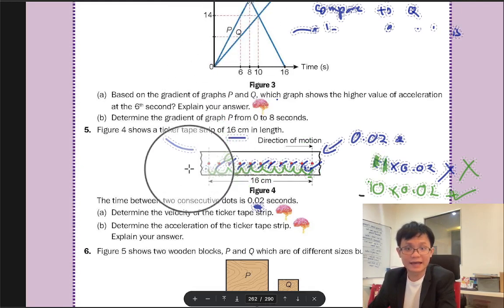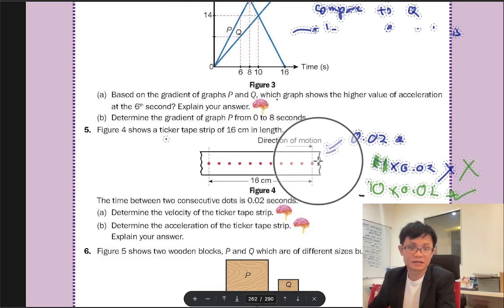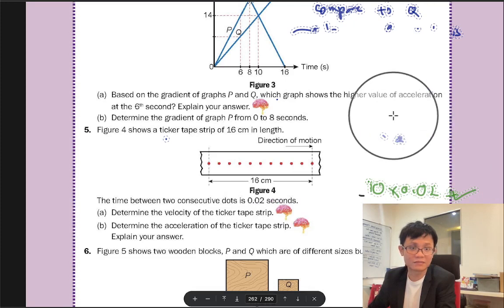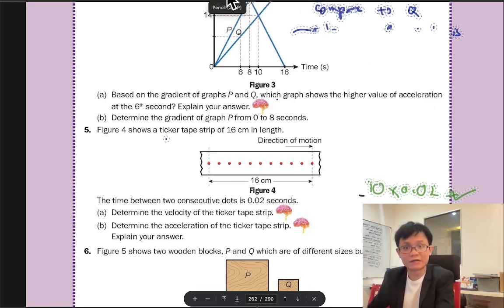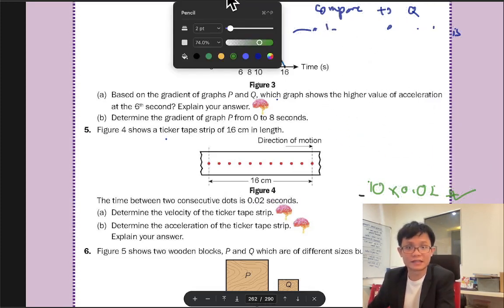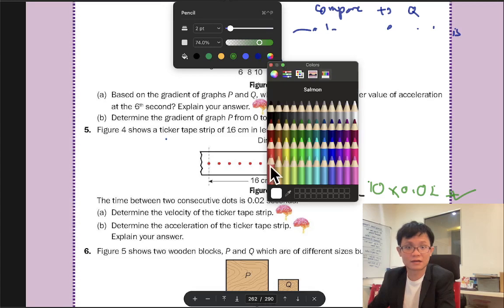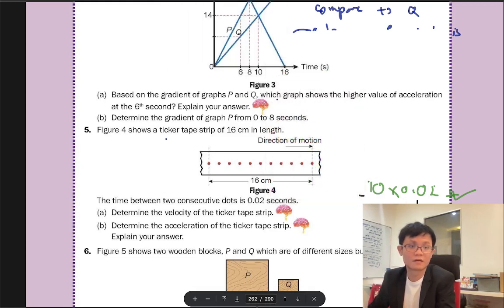So next time maybe you want to draw the U to calculate the total time. We can see that there are 10 intervals here. 10 times 0.02, very easy. We already got the time. So the total time will be 0.2 second.